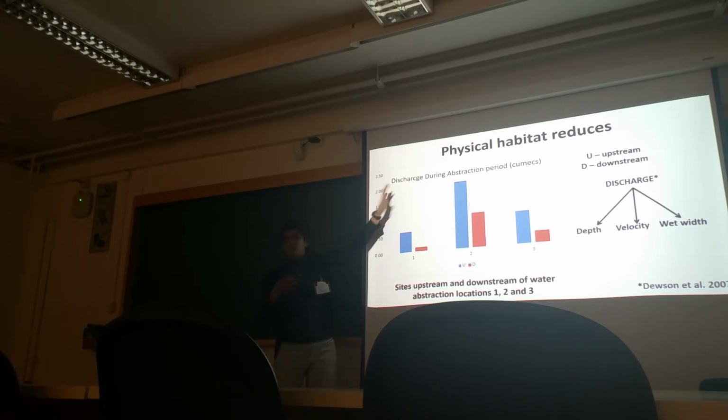this is discharge or volume of flow. You can see, I should add error bars, I know. There is a reduction in discharge. This is significant when you test it too, and so this reduction in discharge downstream of the take is reflected in depth, velocity, and wet width of the river.